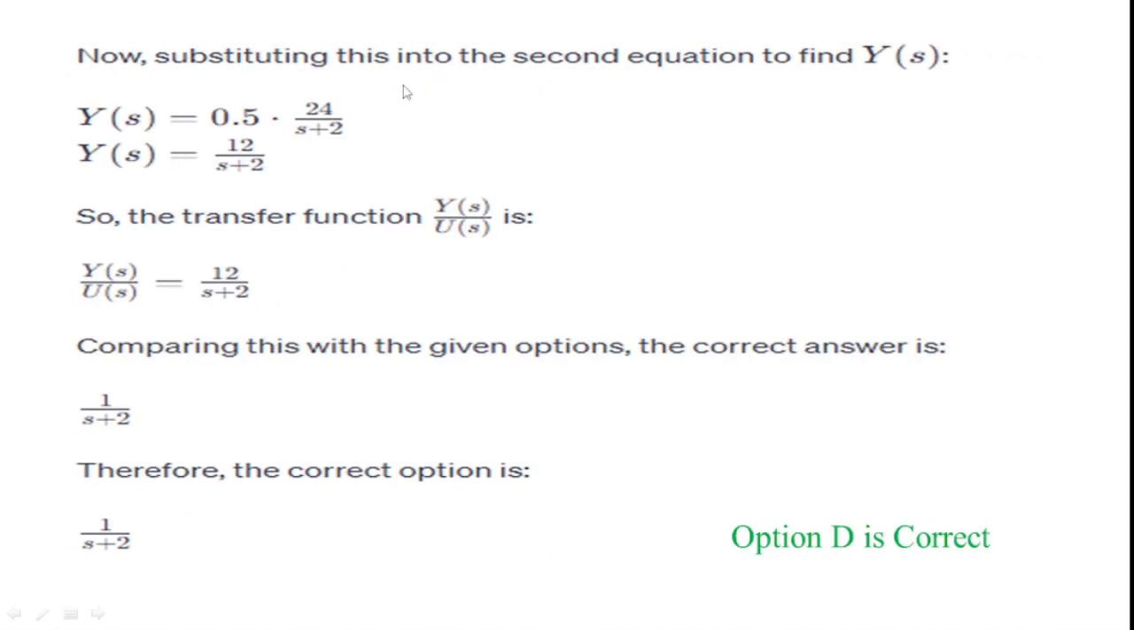And now substituting this into the second equation to find Y(s). After putting the values and calculating, the transfer function Y(s) divided by U(s) is equal to 1 divided by s plus 2. Comparing this with the given options, the correct answer is option D. Thank you.